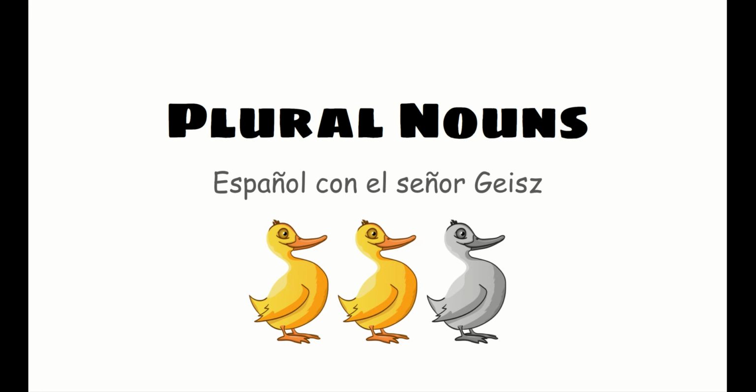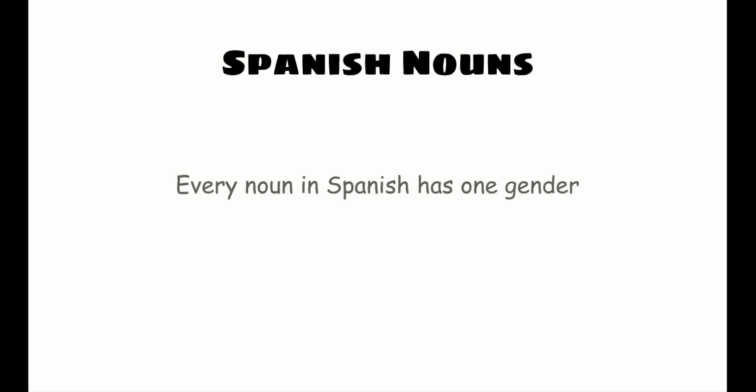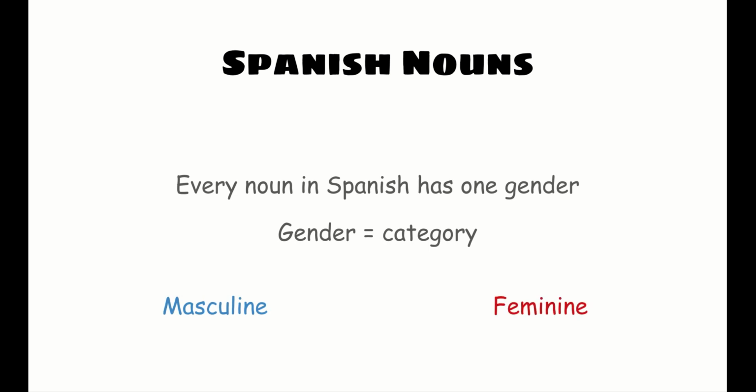In this video, I'm going to be talking about plural nouns in Spanish and how they're different from singular nouns, like we discussed in my last video. In my last video, we talked about singular nouns, and we said how singular nouns are words that talk about one person, place, thing, or idea. And we also talked about how in Spanish, nouns have a gender, and that's just basically a category, and the two categories or genders of Spanish nouns are either masculine or feminine.